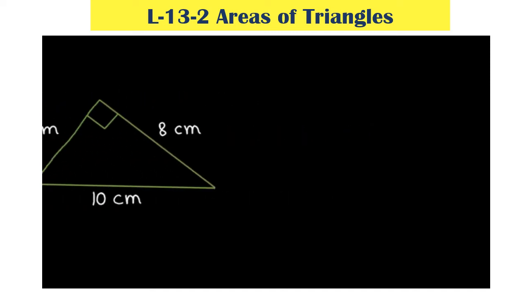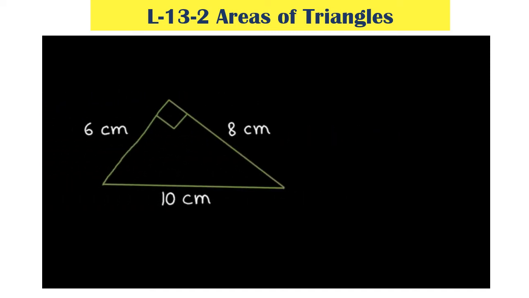Next, we will find the area of a right triangle. Remember, the formula for finding the area of a triangle is area equals 1/2 times base times height. Two sides that form the right angle in a right triangle are its base and its height. The measure of the base of this triangle can be 8 centimeters. The measure of the height can be 6 centimeters.